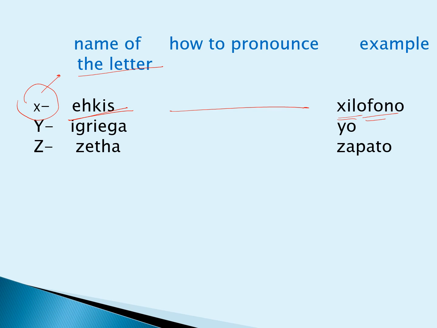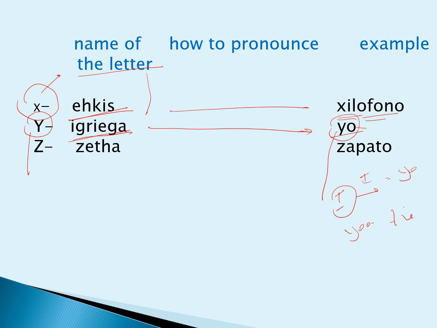Right. The next letter. In English, this is Y. But in Spanish, the name of the letter is different. Good. Example. Yo. Yo means I. Right. Can you remember we learned tú means you, and yo means I.